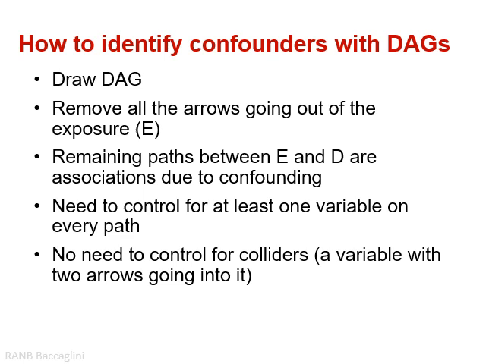Once we've drawn the DAG, we remove all of the arrows going out of the exposure. The remaining paths between the exposure and the disease are associations due to confounding. So we need to control for at least one variable on every path. Every time you control for a variable, you need to reassess, because you might have actually opened paths that were closed before. Now, if a path contains a collider, that path is blocked, and so you do not need to control for any variable in that path.